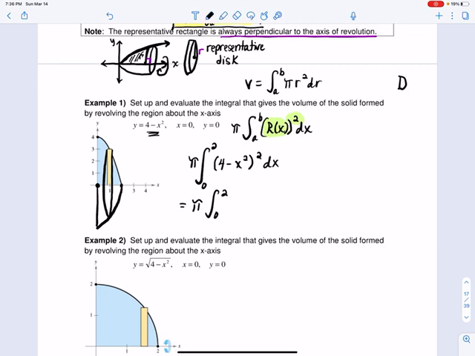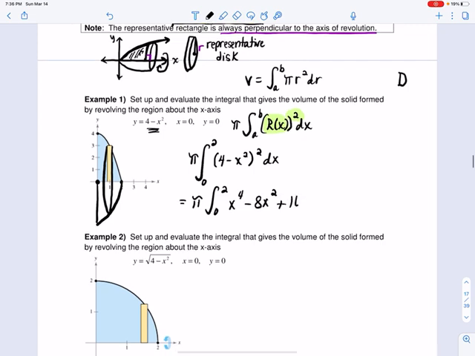So I'm going to get x to the fourth first. If I expand this, minus 8x squared, and then plus 16. And then from here, I'm going to add 1 and divide by the sum, keeping pi out front, x to the fifth all over 5, minus 8/3 x to the third, plus 16x, and I'm going to evaluate that between 0 and 2. That's the antiderivative.